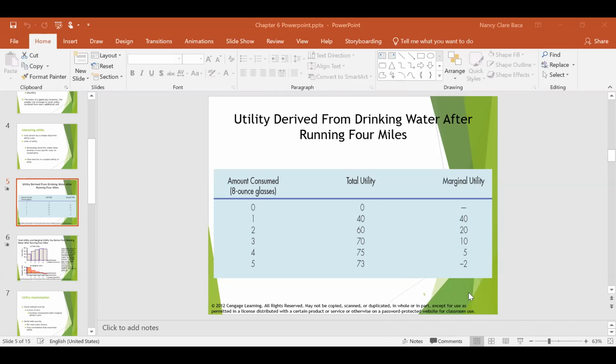So what can you say for sure about total utility when you have negative marginal utility? You can say it's going down. That's all you can say, it's going down, okay?